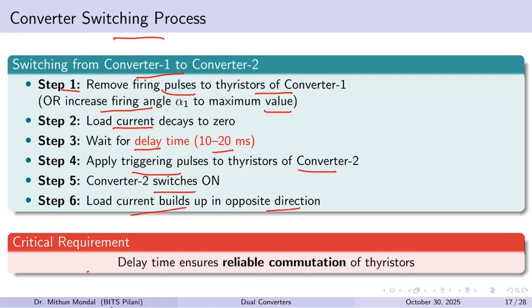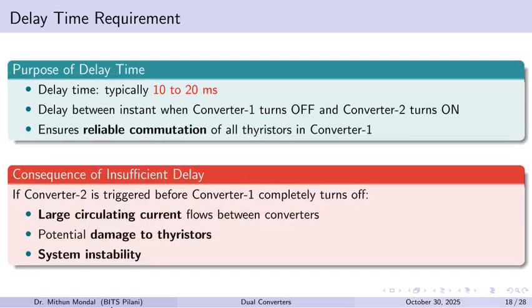The main critical requirement is that there must be a delay time, which will ensure reliable commutation of the thyristors. So a 10 to 20 millisecond delay time has to be there for reliable commutation. The purpose of this delay time is that, between the instant when converter 1 is turning off and converter 2 is turning on, it will ensure reliable commutation of all the thyristors in the converter 1 group.